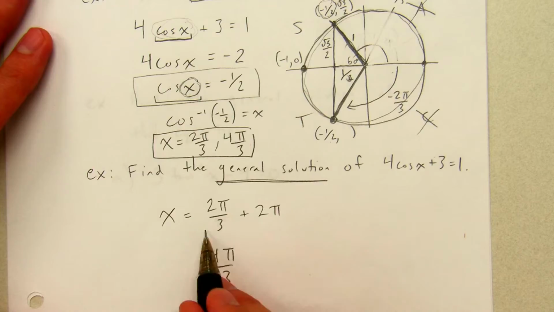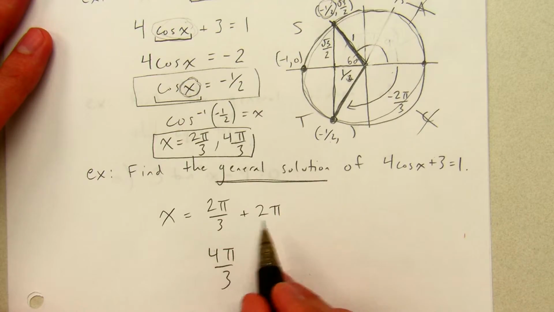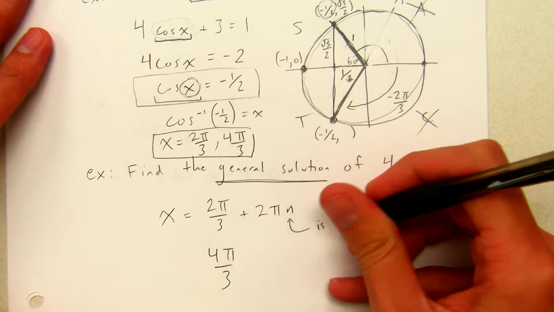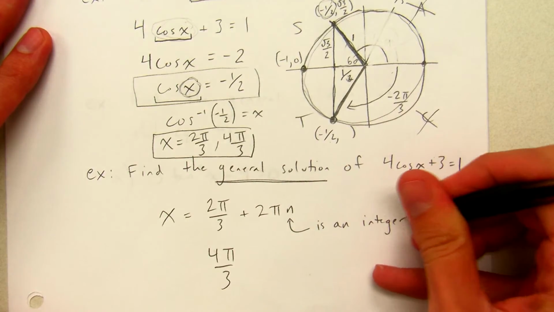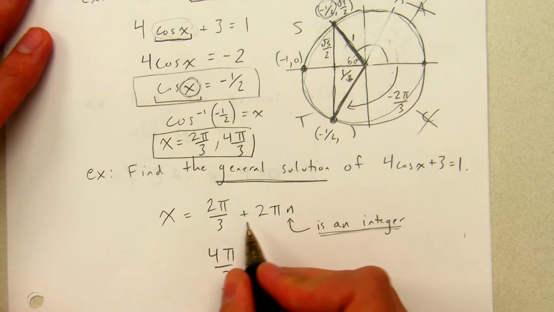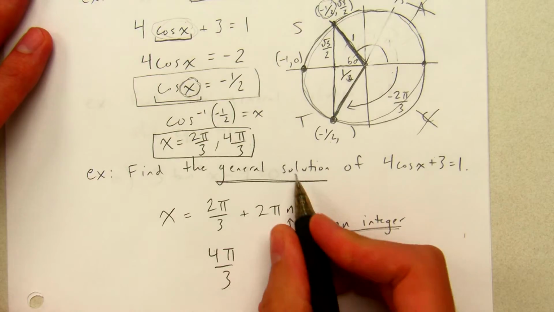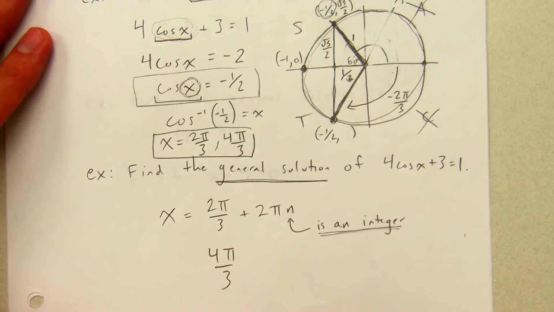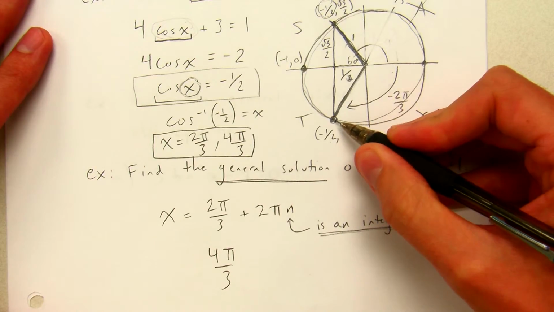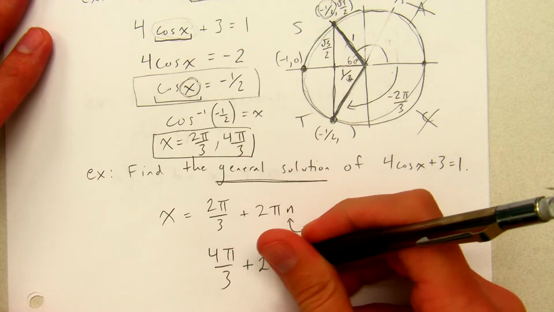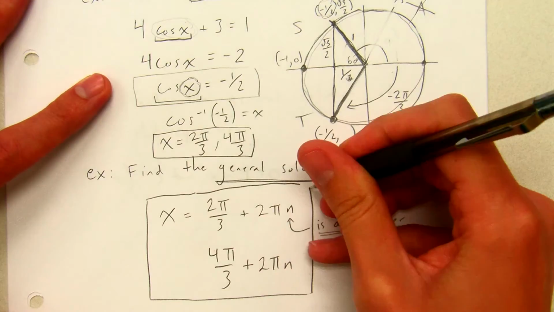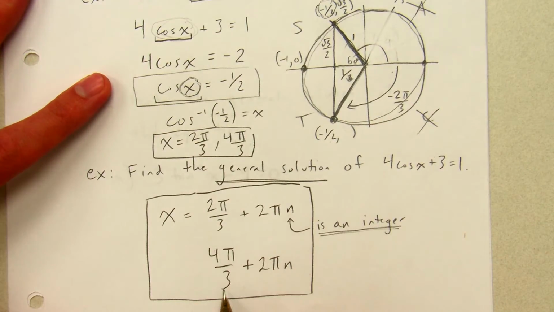And so we say that our general solution is 2 pi over 3 plus 2 pi n, where n is an integer. Now, I'm not going to make you write that. It's understood from the context that when you write plus 2 pi n to give your general solution, n is an integer. Any angle that's coterminal with 4 pi over 3 is also a solution, and so my other general solution is 4 pi over 3 plus 2 pi n. And these would be my answers: 2 pi over 3 plus 2 pi n, and 4 pi over 3 plus 2 pi n.